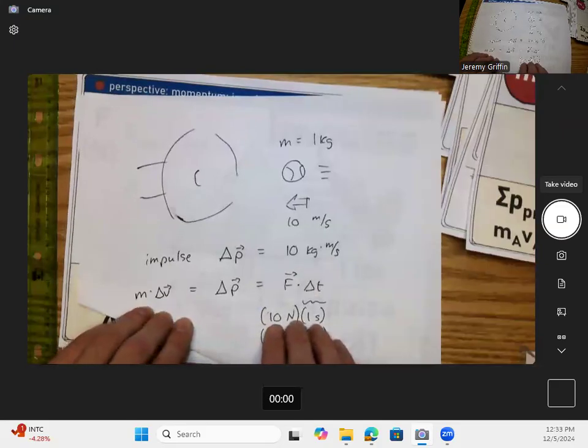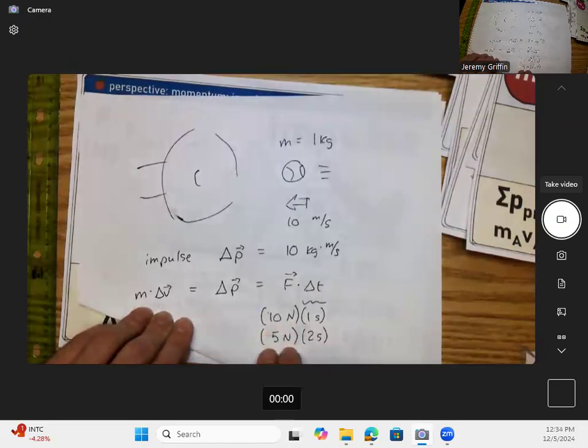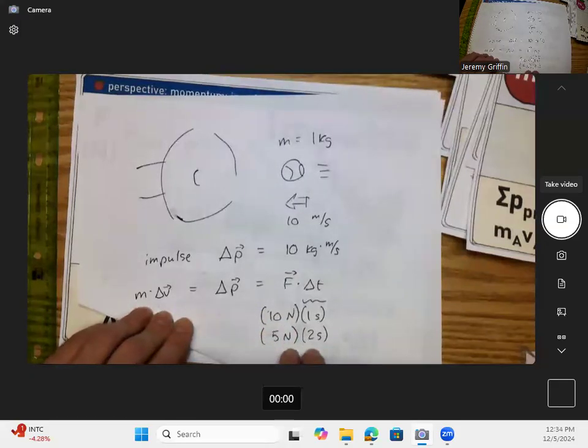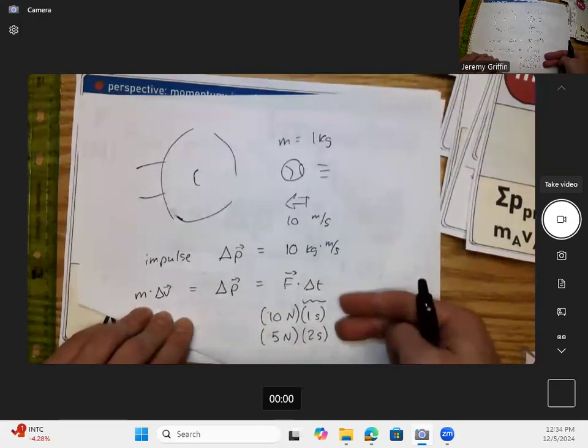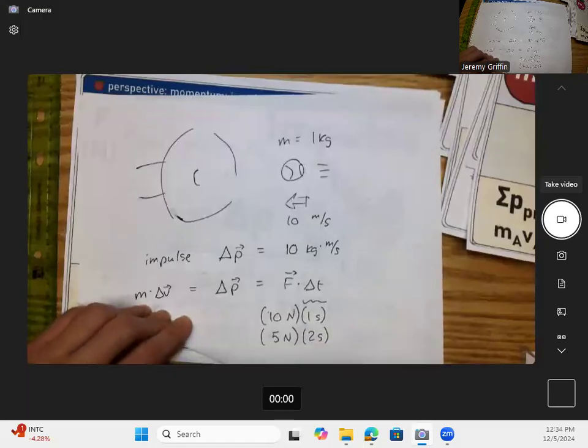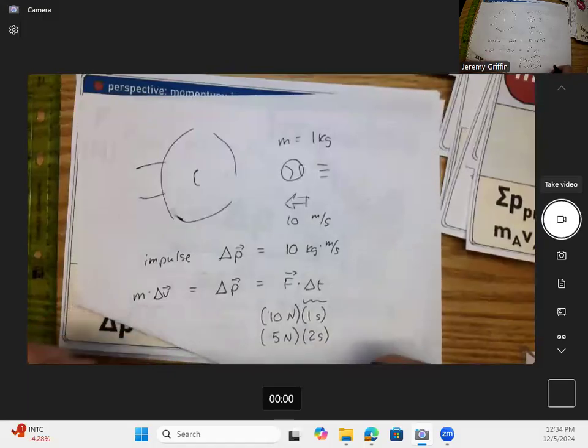right? What if you extend that time to twice as long, like 2 seconds? How much force is that? 2 times what is 10? 5 newtons, right? 5 newtons times 2 seconds would be the same impulse. Okay, so by doubling the time, that's half the force. You see that?